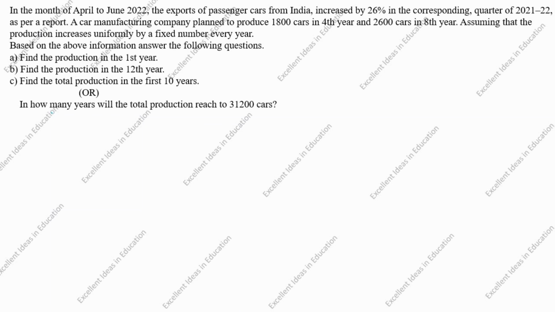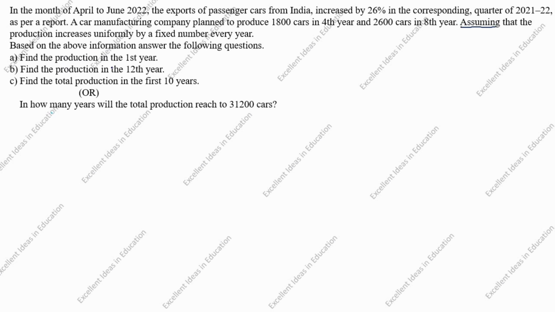Today we are going to solve this case study arithmetic progression problem. In the months of April to June 2022, the exports of passenger cars from India increased by 26% over the corresponding quarter of 2021 to 2022, as per a report. A car manufacturing company planned to produce 1,800 cars in the 4th year and 2,600 cars in the 8th year, assuming that the production increases uniformly by a fixed number every year. Study this one carefully. Based on the above information, answer the following questions.